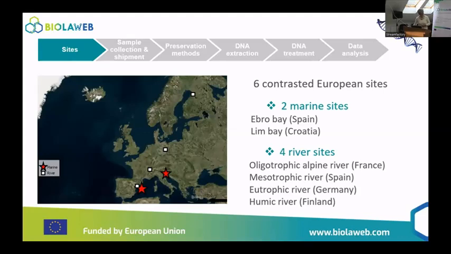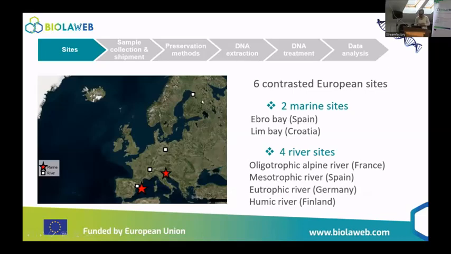Marine sites, you can see, here you have one in Spain and one in Croatia. And here you have a river in Spain, which is a mesotrophic river. We had an oligotrophic alpine river here by our lab. Here in Germany, we had a very eutrophic river. And finally, in Finland, we had a humic river.